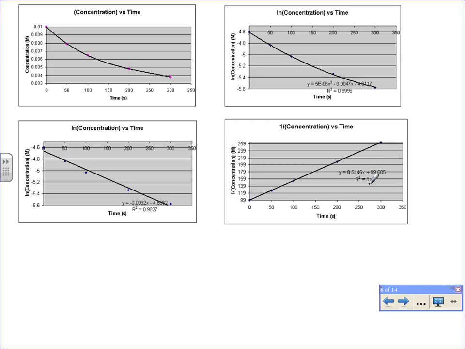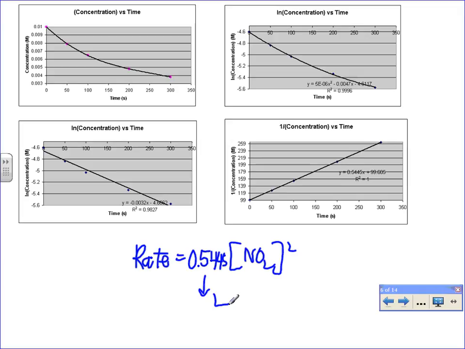The other thing that's great is now that I've done the graph, I know that it's second order. So I know the exponent in the rate law for NO2 is a 2, but I also know that the K value for this is the slope of this line. So it's 0.5445. The units for this, I know because it's second order, are liters per mole per second, in this case, the time unit is seconds.